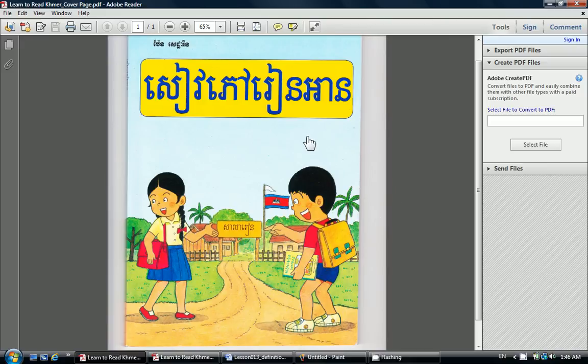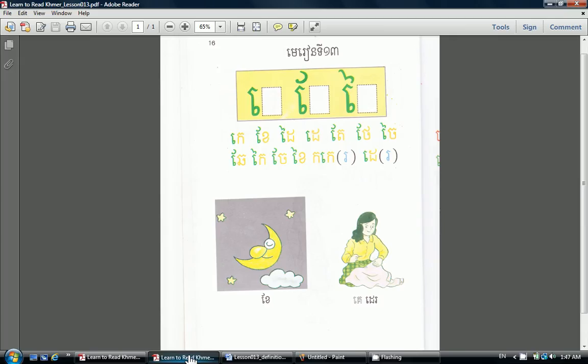Welcome to Cambodian School. Today we are learning lesson 13 from Siev Pheuv Rien An textbook by Pan Setharin. Lesson 13 in Khmer we say Me Rien Ti Dabbai. It's on page 16. In this lesson we are learning another set of vowels.